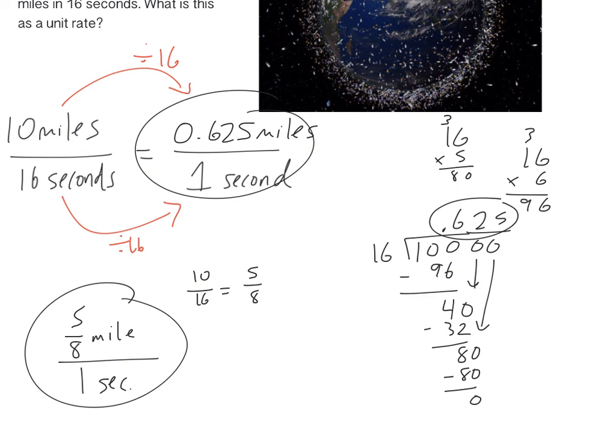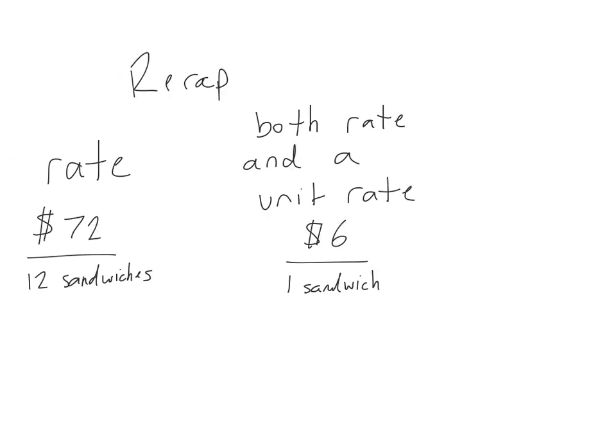Again, unit rate, denominator of 1. All right, guys, and last little thing, just a real quick recap, okay? Just need to make sure we understand the difference here. This is a rate, $72 per 12 sandwiches. But this here is both a rate and a unit rate, $6 per sandwich, okay? So again, it's a unit rate, but a unit rate is a type of rate.